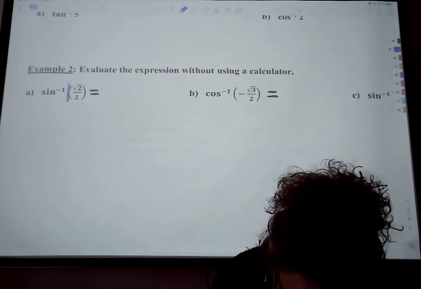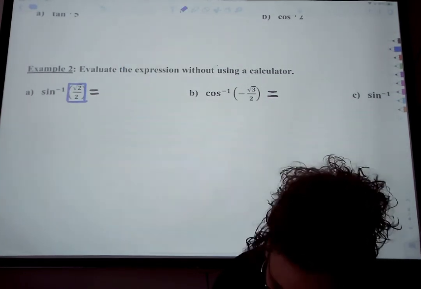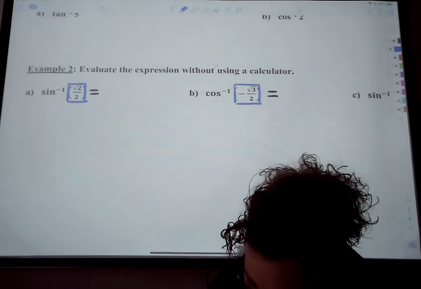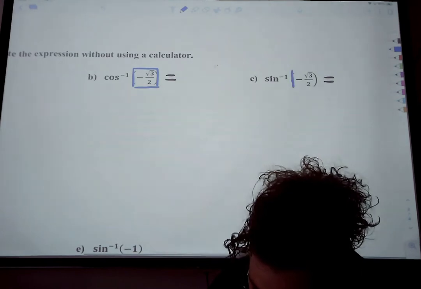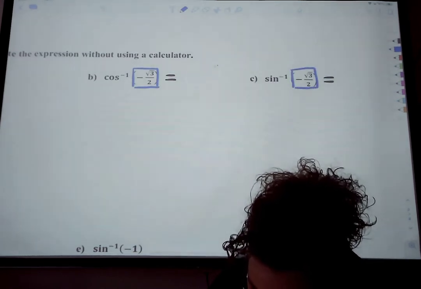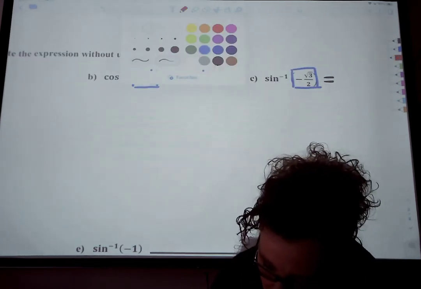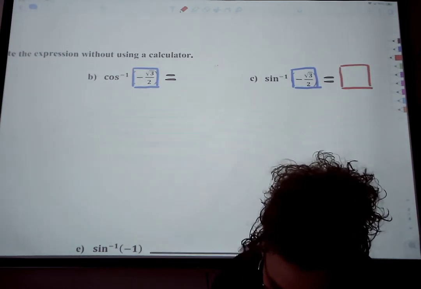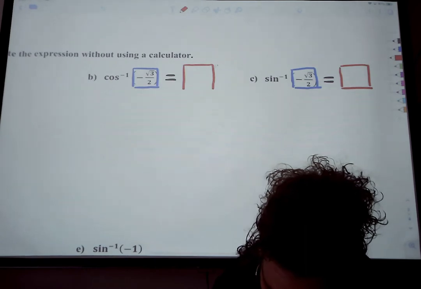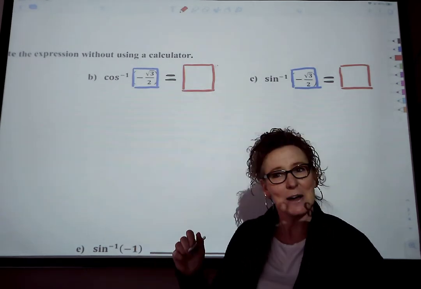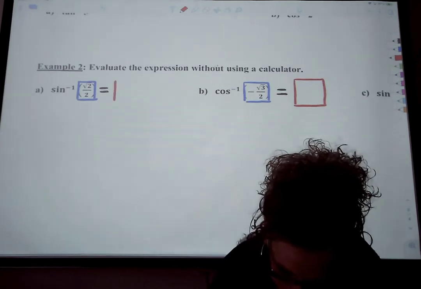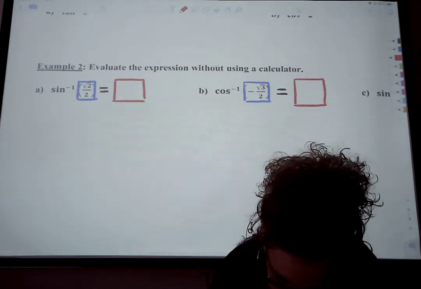What are we looking at right here? What follows the inverse abbreviation? Nice. These are fractions. What should our angles be? I gave that one away, didn't I? What should our answers be? Our answers should be angles.